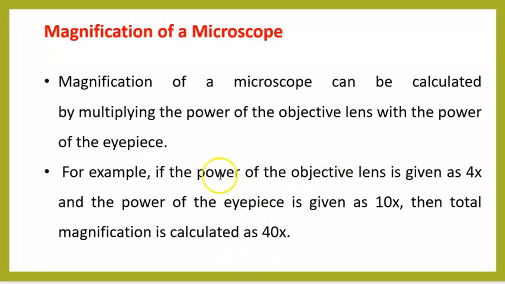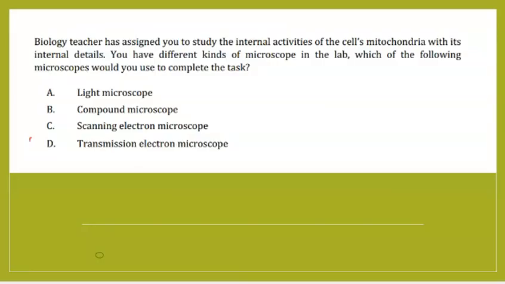For example, if they say the power of the objective lens is 4x and the power of the eyepiece is 10x, then what is the total magnification? You just simply multiply it to get your total magnification, which in this case is 40x. And let's look at some of the questions.